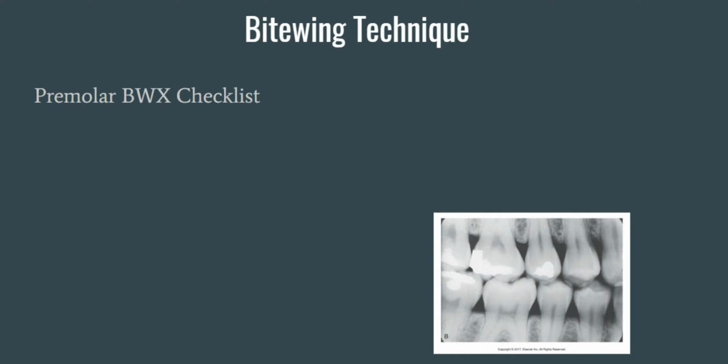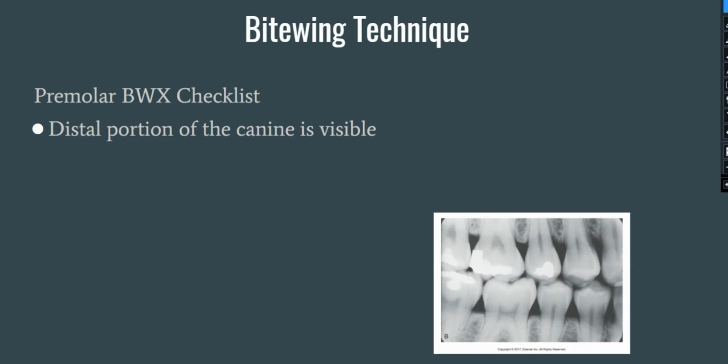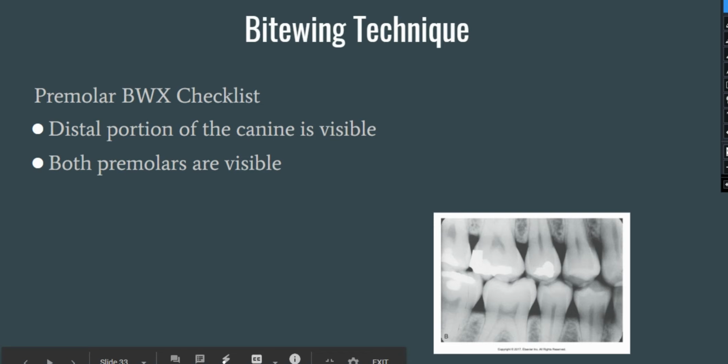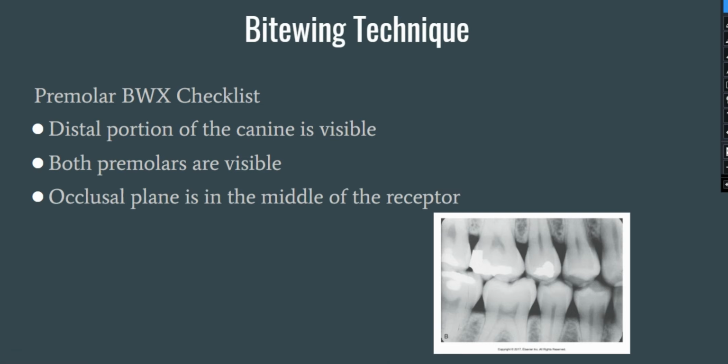For these checklists, for a premolar x-ray, you will want to make sure that the distal portion of the canine is visible. So the distal portion of the canine is visible. Both premolars are visible. So on the shot, I have 4 premolars here. The occlusal plane is in the middle of the receptor, so that the occlusal surfaces run right through or as close to the center of the film as possible.